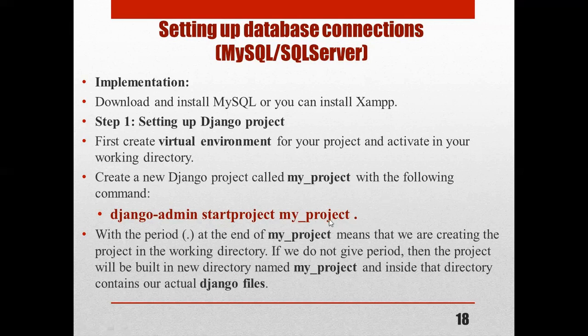If we do not mention that dot, it will be built in a new directory named myproject, and inside that directory are the actual Django files. So for creating a Django project, we use this command: django-admin startproject, then the project name, and the dot at the end of the project name.